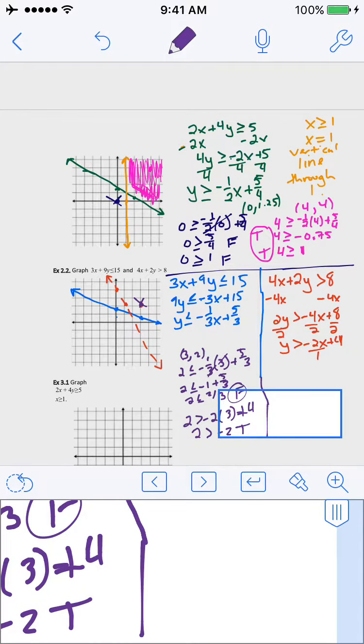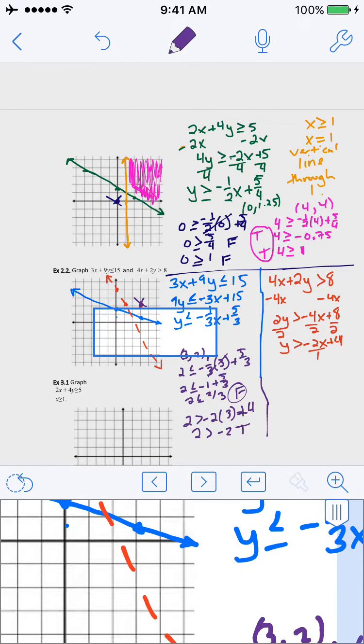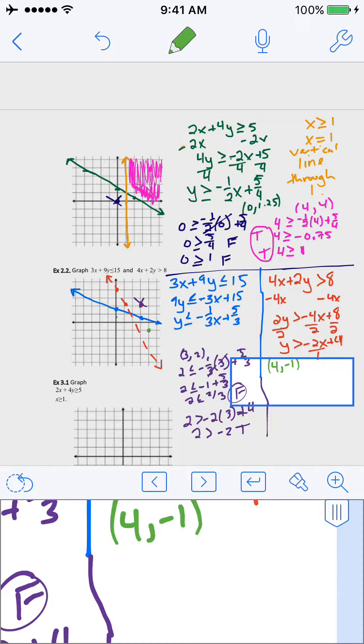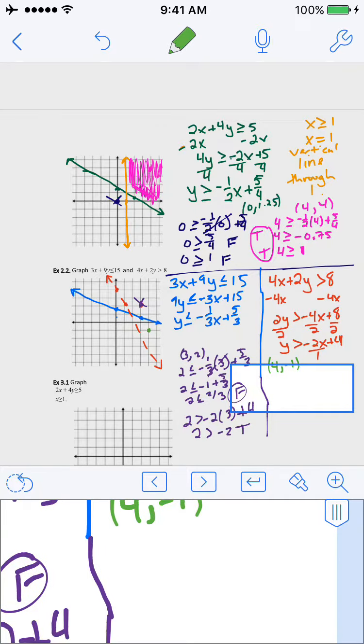So let's test out a point that we actually do think is true. Let's test out a green point probably right about here, where that's at 4, negative 1. So let's test out 4, negative 1. Again, you do not have to test it out as long as you think you're 100% sure. But if you're even a little bit on edge about it, I would test out a point that you think might be true. So let's test it out.